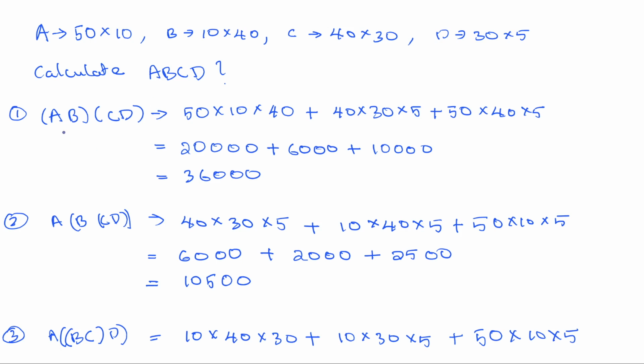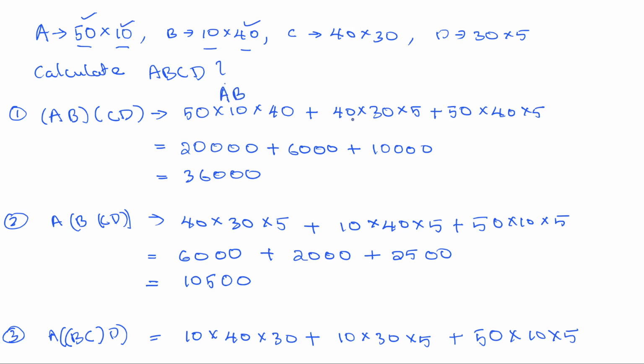First I am examining the number of multiplications required to calculate the product ABCD in this way. First I am multiplying A and B, then I am multiplying C and D separately, then I am multiplying those two products together to get the final result ABCD. The number of multiplications required to find the product AB will be, this is the dimension of A, 50 by 10, and the dimension of B is 10 by 40. So the total number of multiplications required to calculate AB will be 50 into 10 into 40, which is written over here.